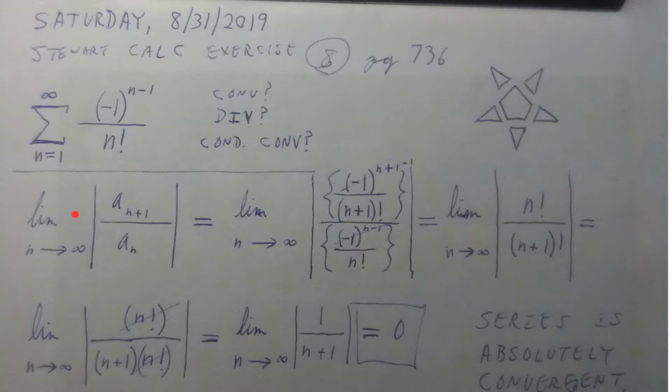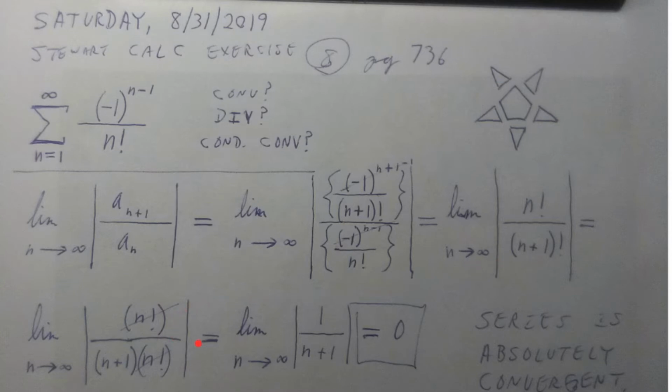So we'll start by taking the limit of a sub n plus 1 divided by a sub n, absolute value of course. And what we get over here is, of course, a -1 term, (-1)^(n+1-1) divided by (n+1) factorial, and somewhere in the bottom, just (-1)^(n-1) divided by n factorial. So this is absolute value, so we don't have to worry about the -1 terms. They disappear. And then we're left with n factorial divided by (n+1) factorial.